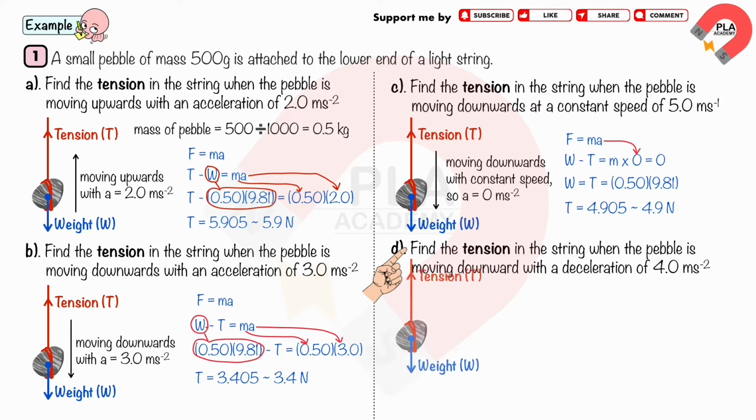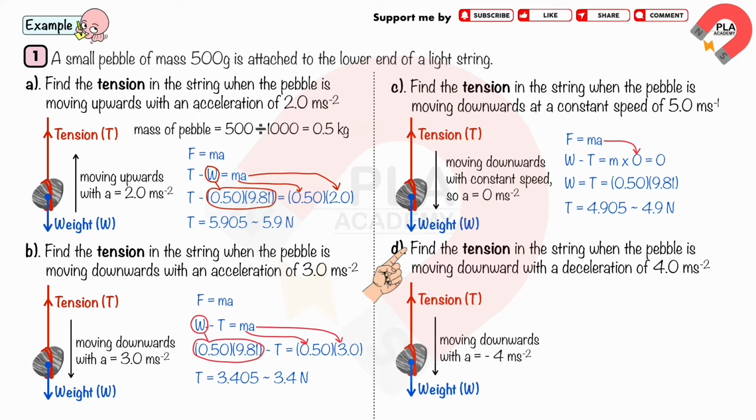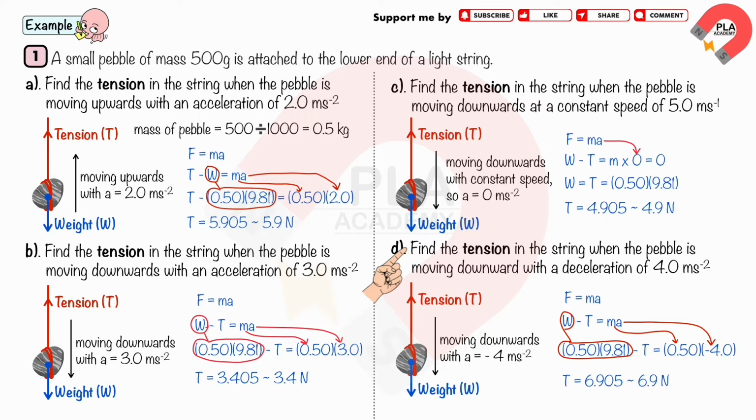D. Find the tension in the string when the pebble is moving downward with a deceleration of 4 meters per second squared. From the equation, F equals ma. F is the resultant force to act on the pebble downward due to it moves downward. So, F equals W minus T equals ma. Substituting W equals 0.5 times 9.81, m equals 0.5 and a equals -4 due to deceleration. We solve the tension T to get T equals 6.9 newtons for two significant figures.